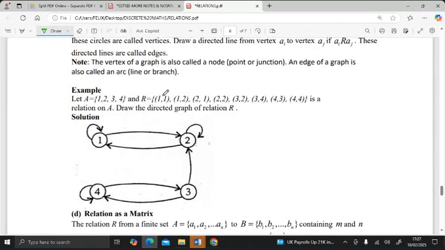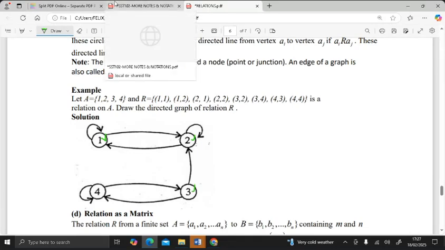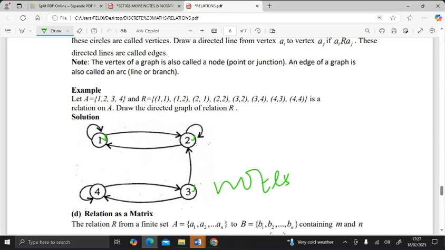Now, as a directed graph, this is also important. Look at what we're doing. In this case, 1 is related to itself. You can see this is represented by this loop. You can see that it is related to itself. 1 is related to 2, you can see that it is related to 2. And these are called nodes or vertices.